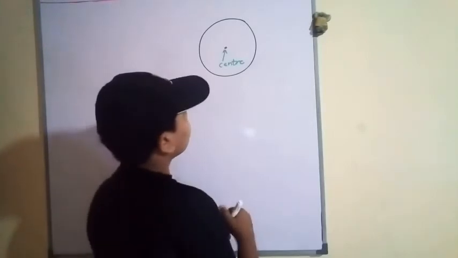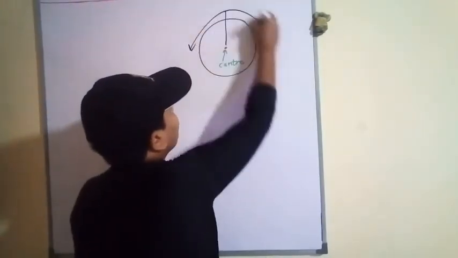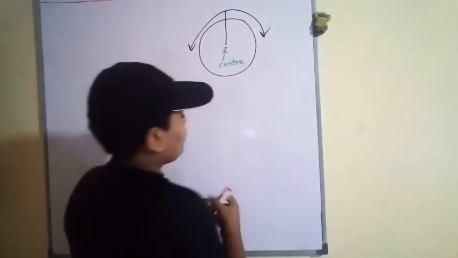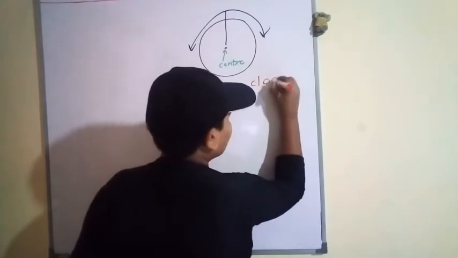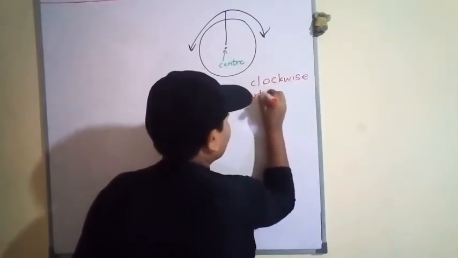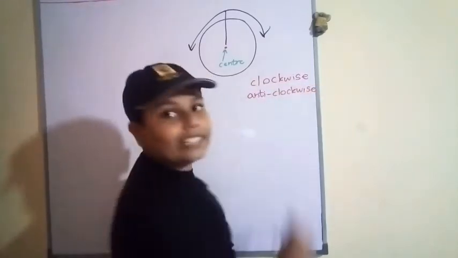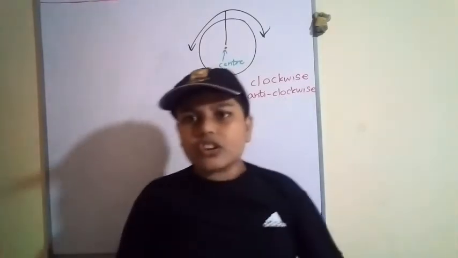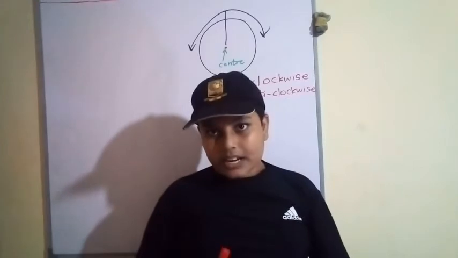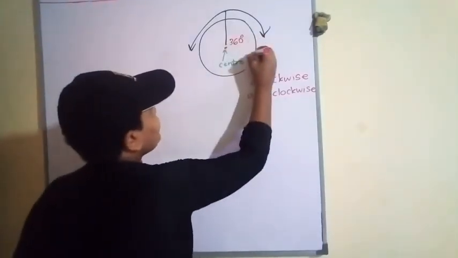You can name this one clockwise and anti-clockwise. What are the two names? Clockwise, anti-clockwise. Now these two names are what we know in a circle around a point. Right? Now this one is called 360 degrees.